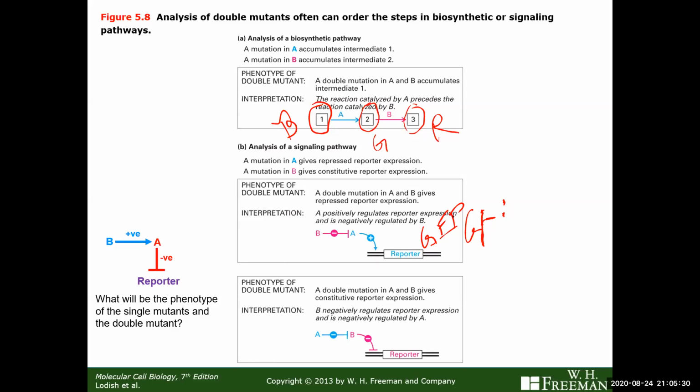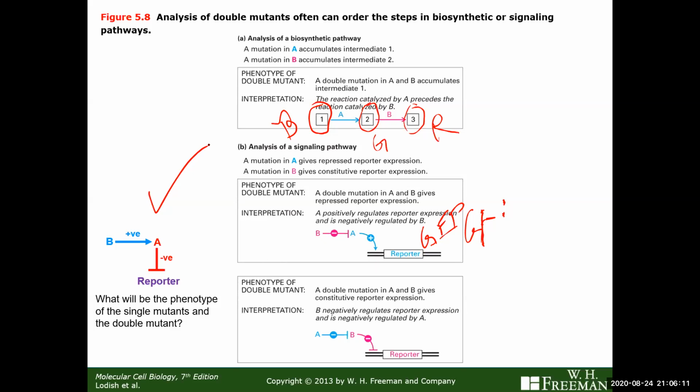Because the other way around, if you look at what I have drawn here, if B regulated A positively and A regulated the reporter negatively, what would be the phenotype in just mutation of A, just mutation of B, and double mutation? Let us look at it. So A negatively regulates the reporter, right? So normally if A is present, the reporter will not be expressed. So if A is mutated, then that negative regulation is gone. So you will have more than normal reporter expression.